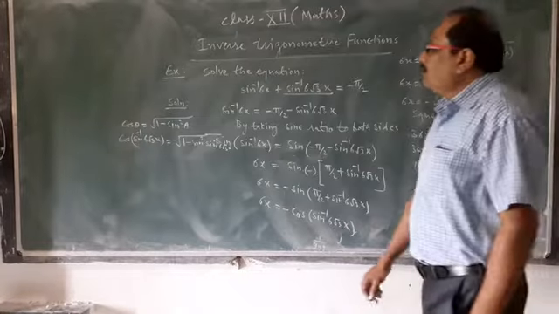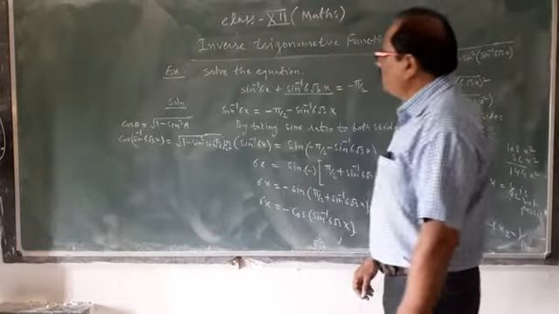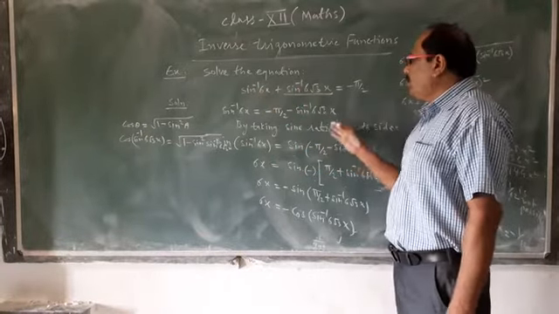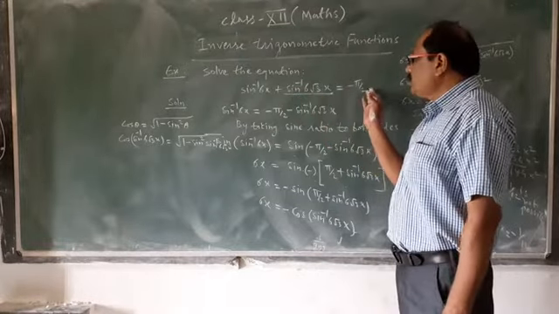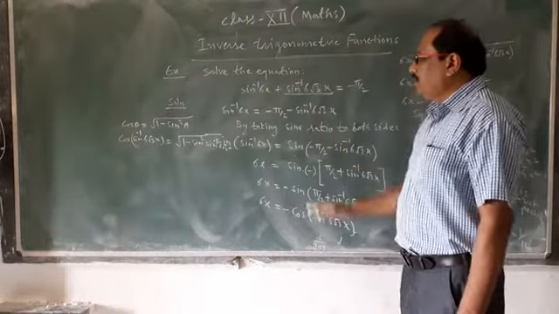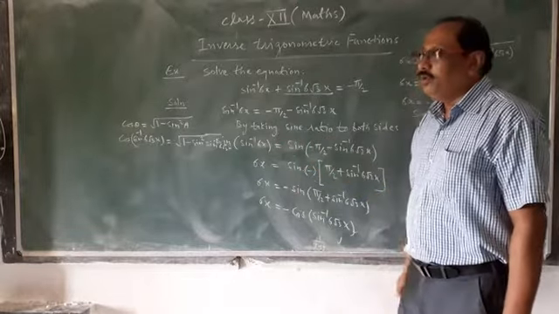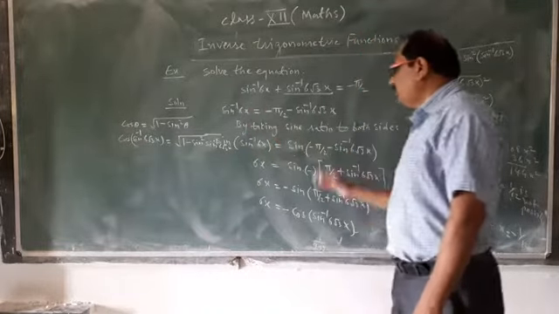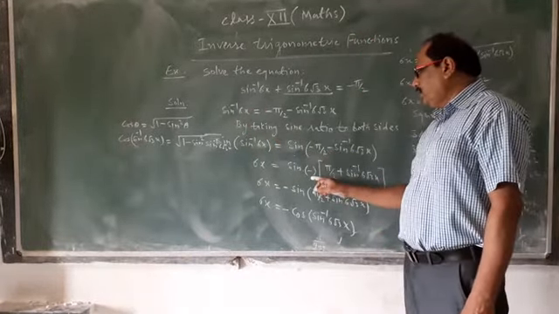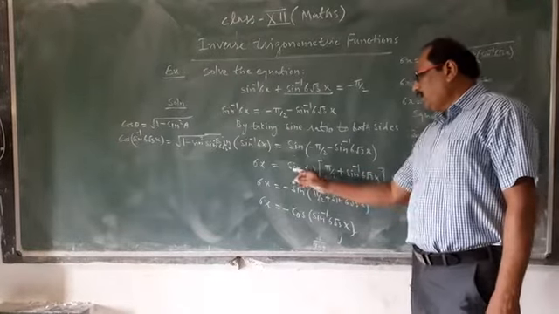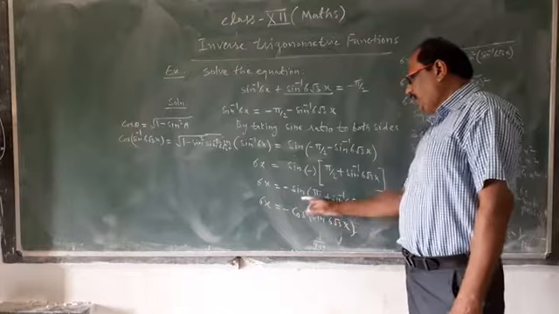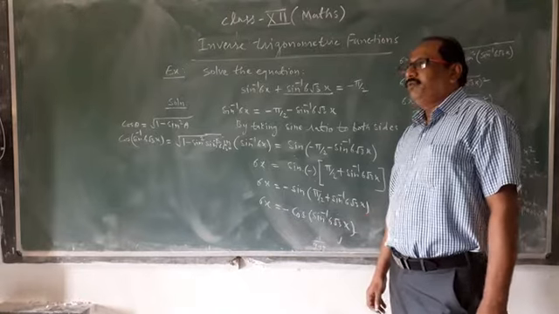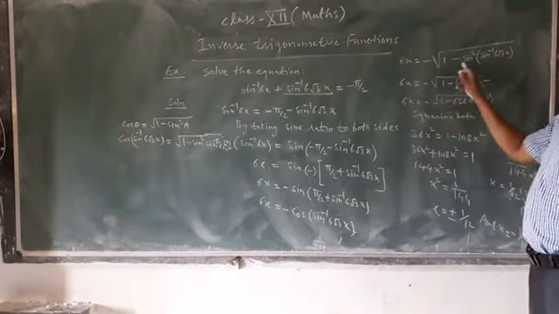You observe the properties of the inverse trigonometric functions. Here what we have done: sin inverse of 6x, this term we have taken on the right hand side, that is minus pi by 2 minus sin inverse of this one. Then we have taken sine ratio to both the sides. Sin of minus we have taken common, then pi by 2 plus this one, means sin of minus theta is minus sin theta, and sin of pi by 2 plus theta is cos theta. What is cos theta? Under root of 1 minus sin square theta.